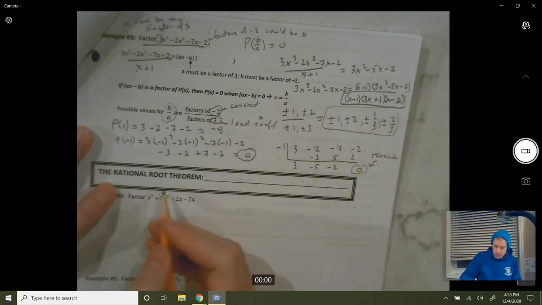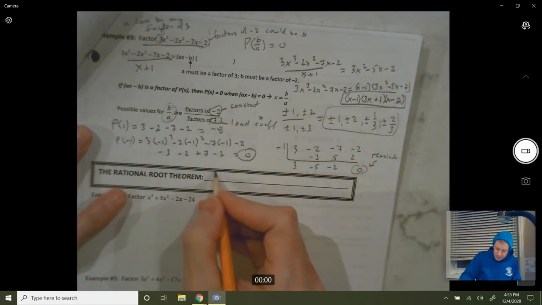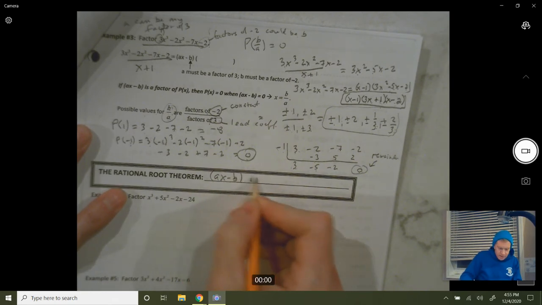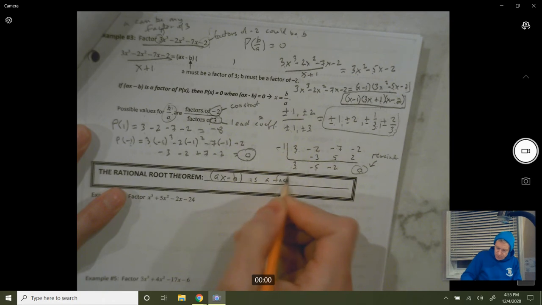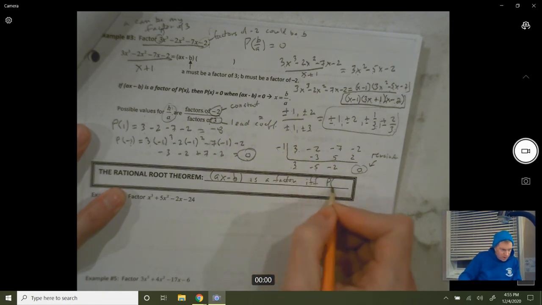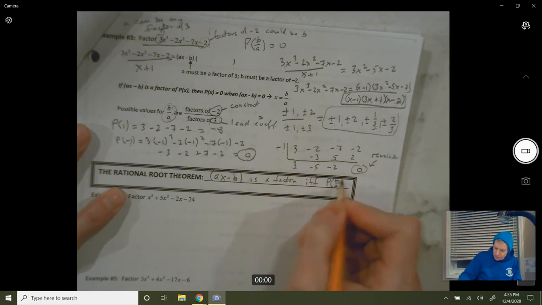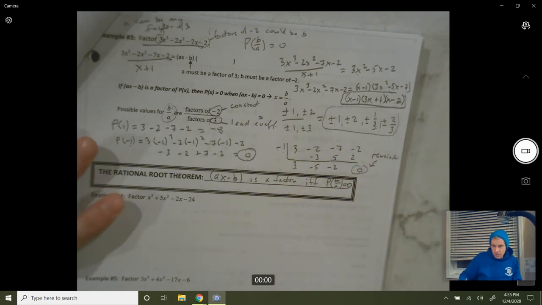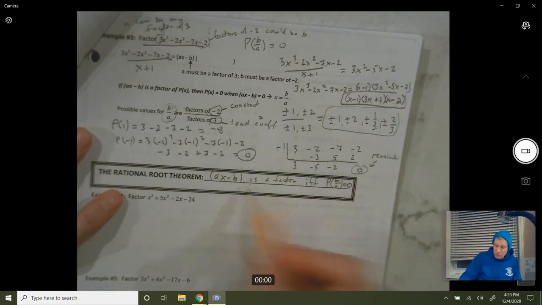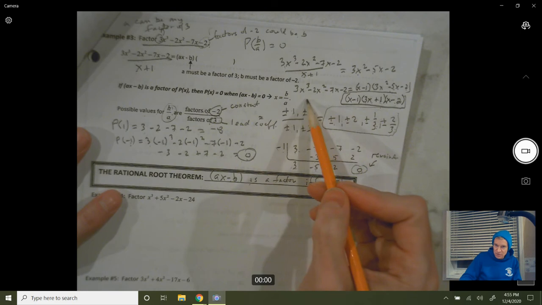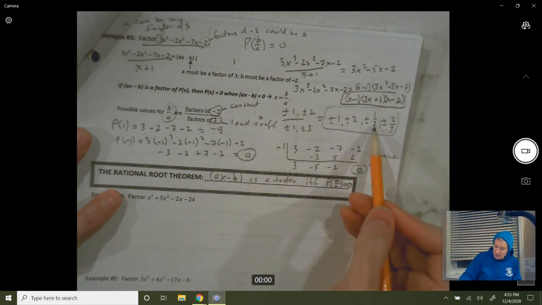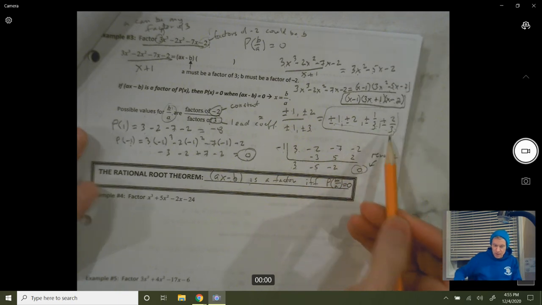Okay, the rational root theorem says ax minus b is a factor of your polynomial if and only if p of b over a is equal to 0. And we'll tell you it's not too often that you have to use this unless you're testing your fractions first. Okay, so you know how we were testing all of these numbers. If I started testing 1/3 and 2/3, that would have come into play more.